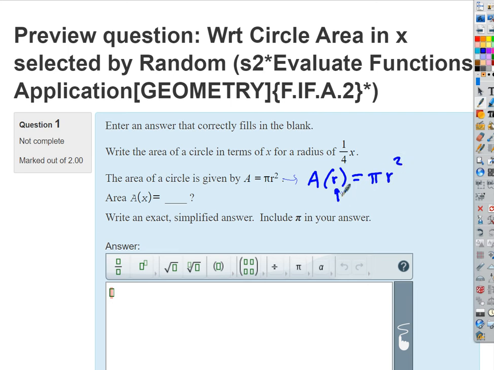Isn't r the input for that function? I'm plugging in a radius to calculate my area, right? Okay, so that works fine. But they're telling us now that we want the radius to be given by 1/4 x. So we're saying r equals 1/4 x, which I could just write as x over 4 if I wanted, right? So if I want to come up with a new function, A of x, what do you think I'm going to do there?